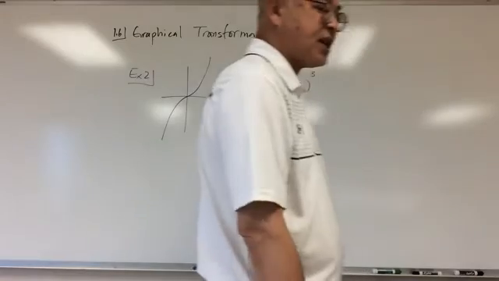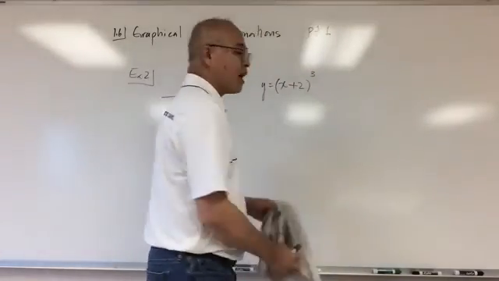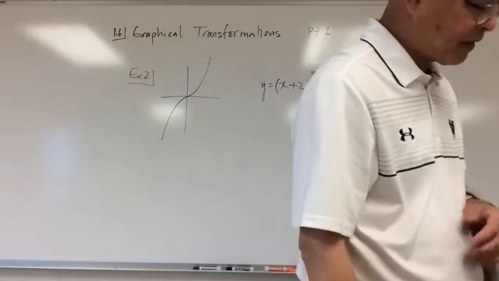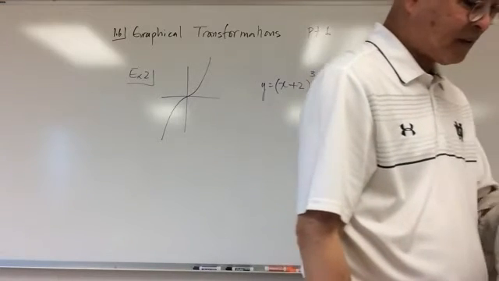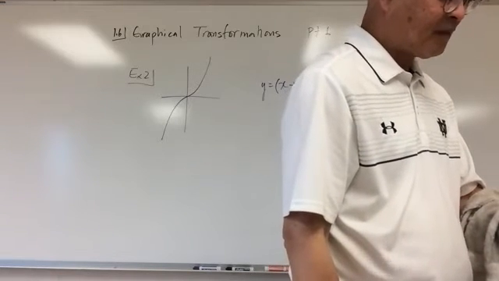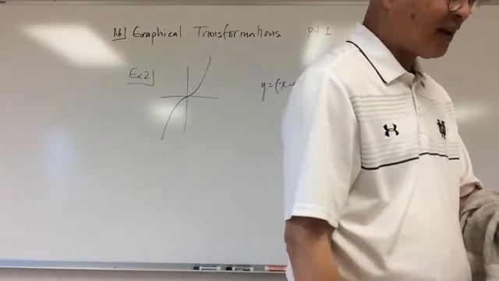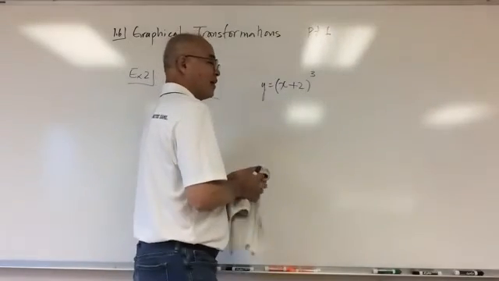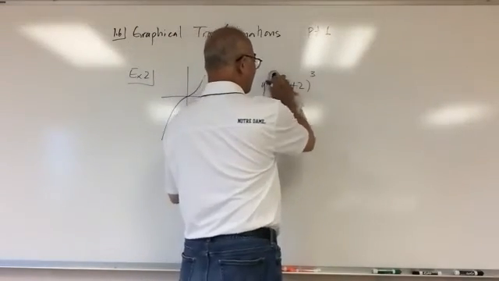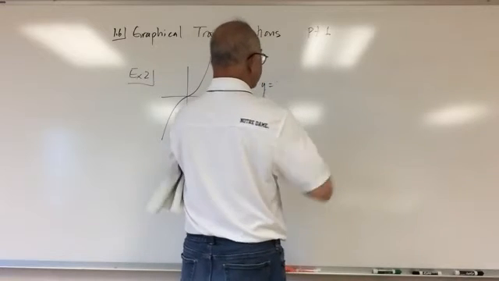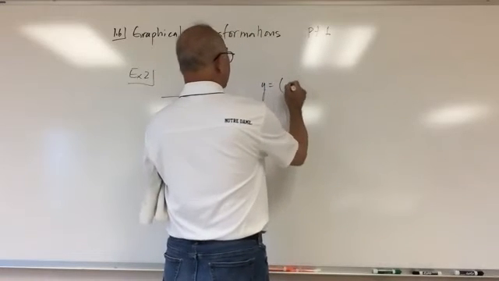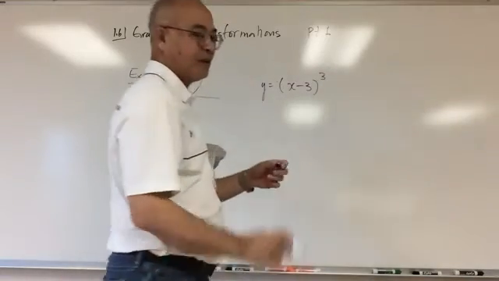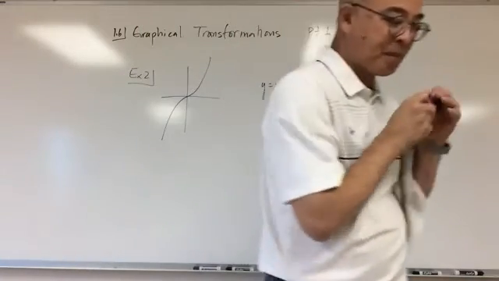Let's go to C. On C, now I moved it which way? Kyle, which way did I move it? Horizontally. Which way? To the right. So how am I going to make that happen? x minus 3. So where x is, you're going to put x minus 3, so where x is, you put x minus 3 cubed, okay? All right, pretty simple.